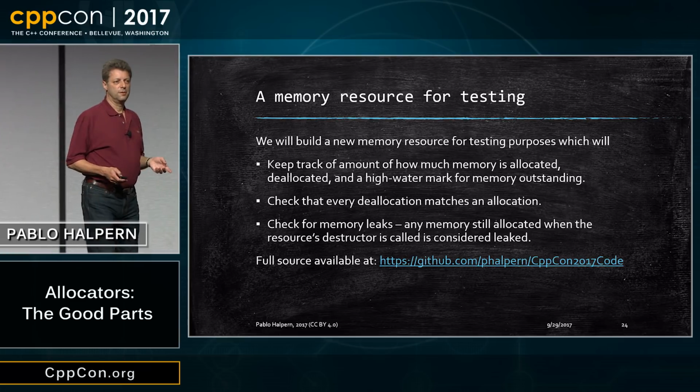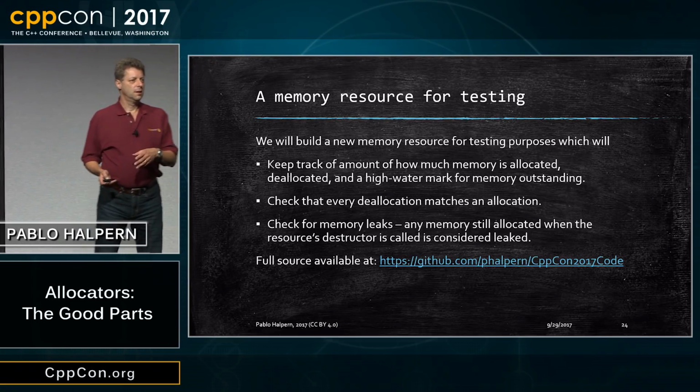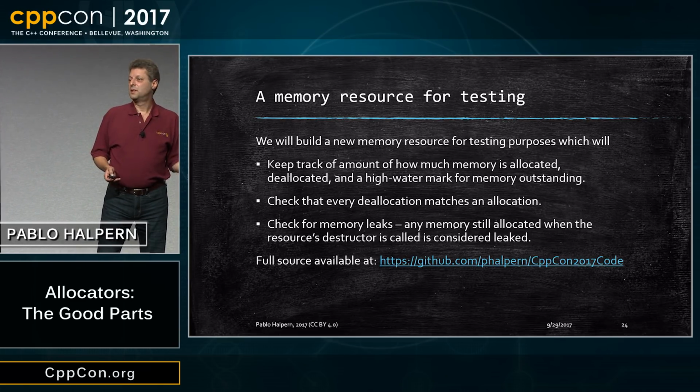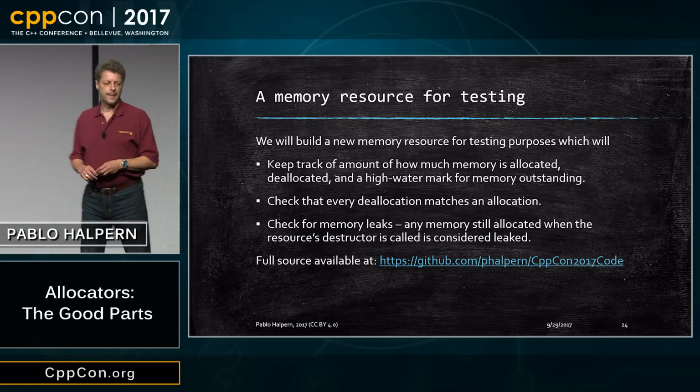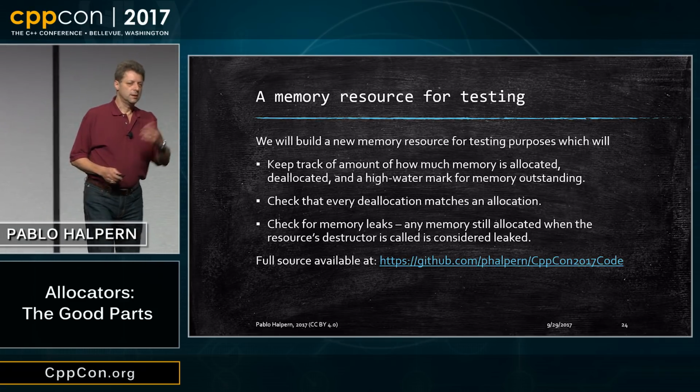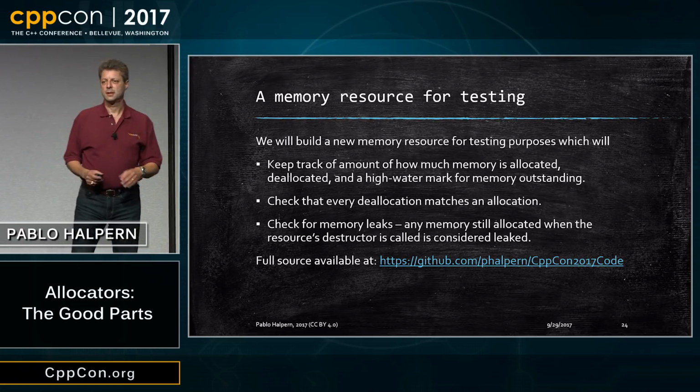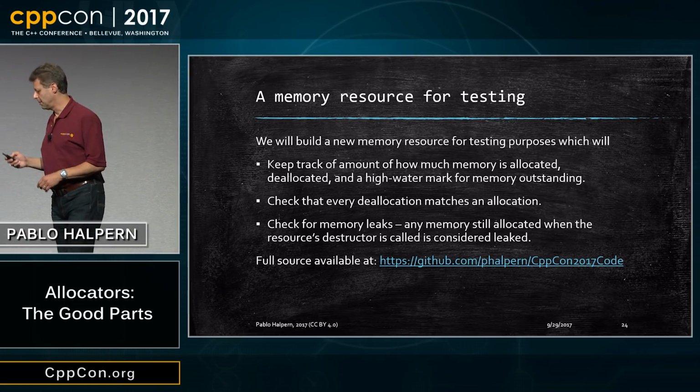Check for memory leaks. So if the resource is going out of scope and there's still memory allocated from it, it first of all reclaims it, but also tells you that it's done so, because you should typically be doing that. And again, the source is in the same place as the other sources that we've been talking about.